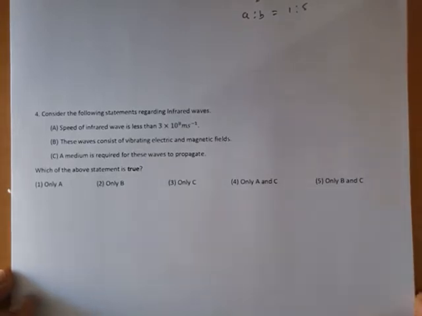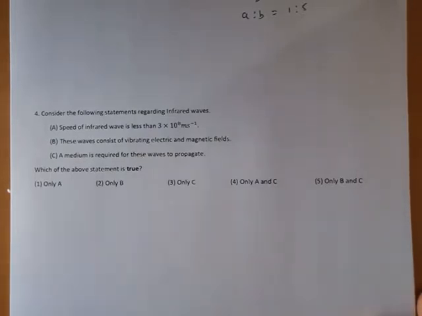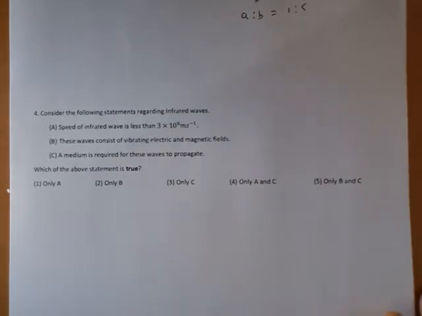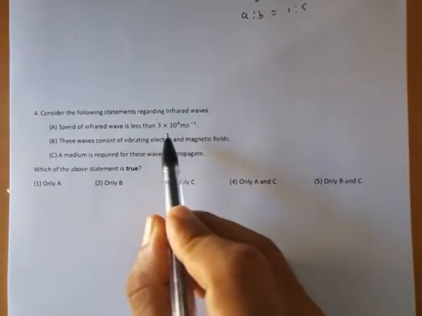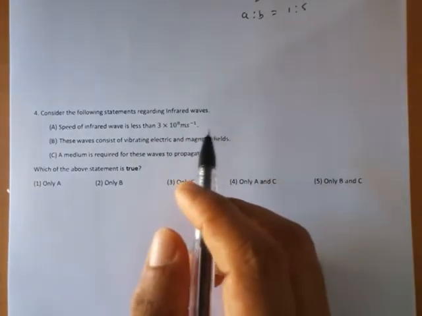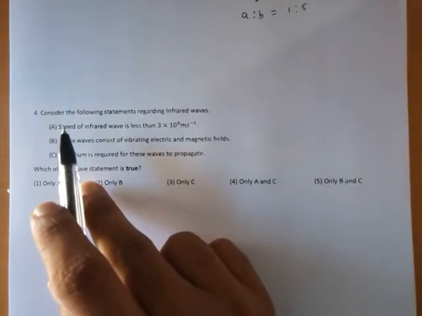Okay, so first thing we want to understand is infrared is an electromagnetic wave, right? So we know all the electromagnetic waves move with a constant speed. That's the speed of light, and it is 3 into 10 to the power 8 meter per second. If you consider the radio waves or light, gamma waves or X-ray waves, all the electromagnetic waves move with the same speed. That's this value, 3 into 10 to the power 8 meter per second. So statement A is false.